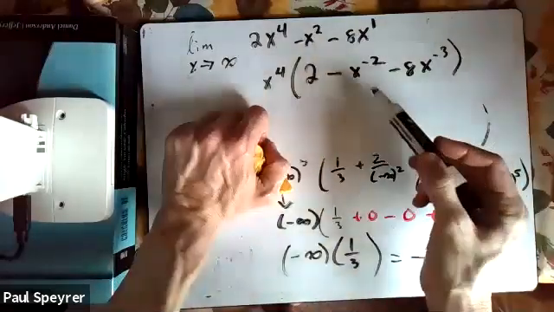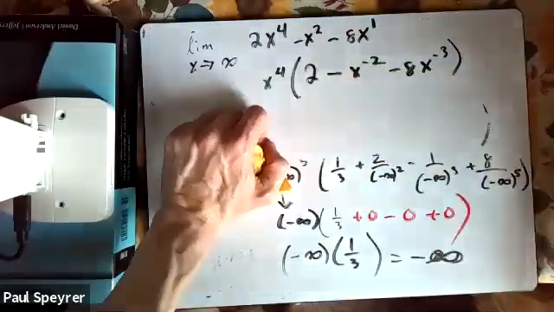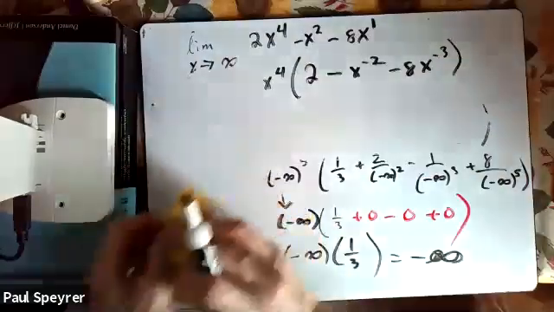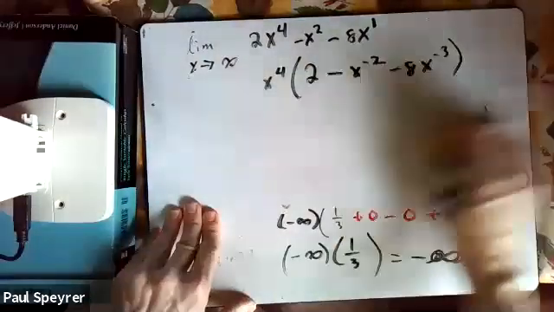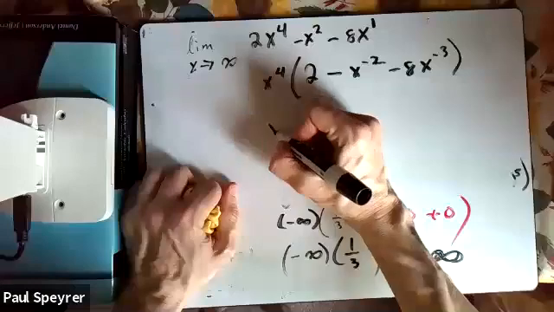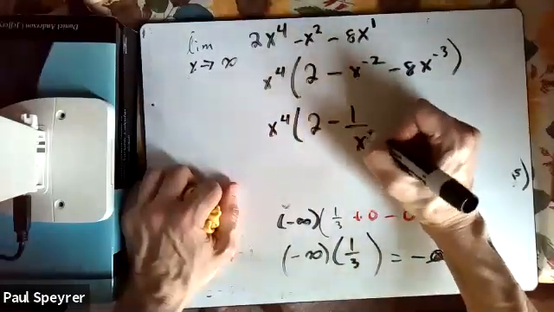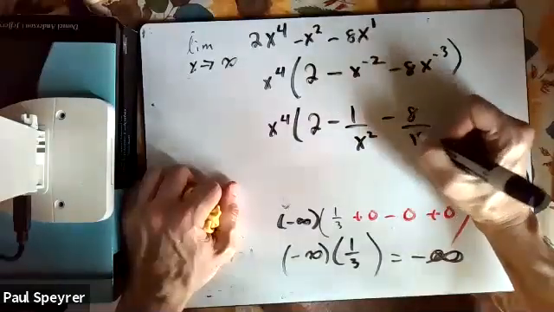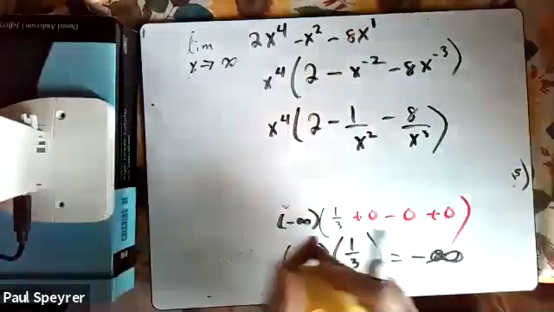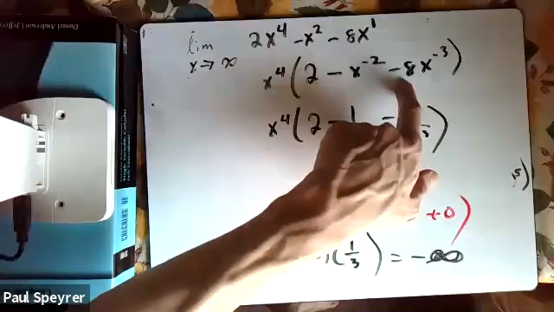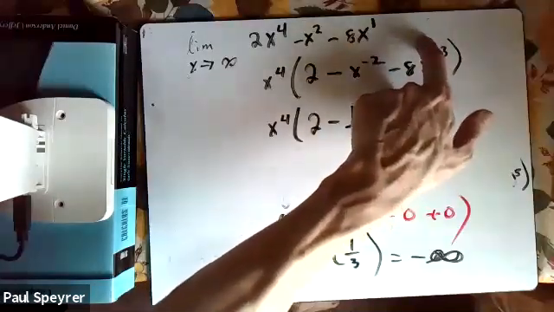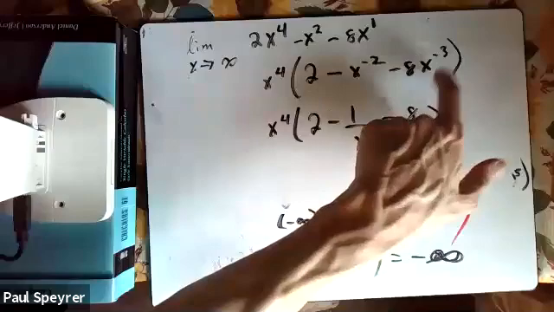Now remember, just like the last problem, what do we do with these negative exponents? We made them positive. So now we have x to the fourth, and then 2 minus 1 over x squared, and then minus 8 over x cubed. Remember, this 8 does not get flipped because it does not have a negative exponent being applied to it. That negative 3 only applies to the x.